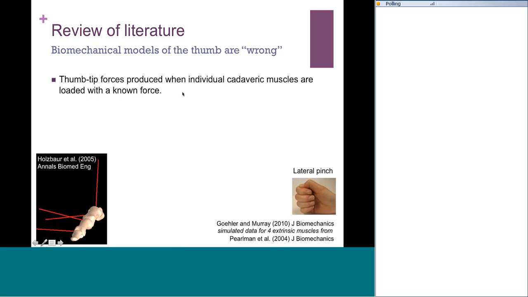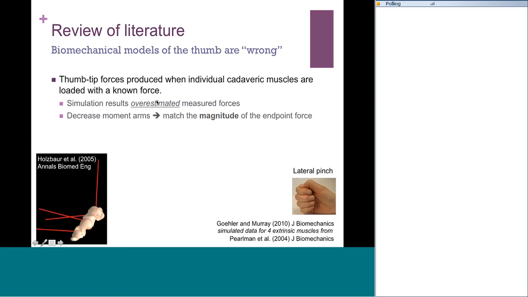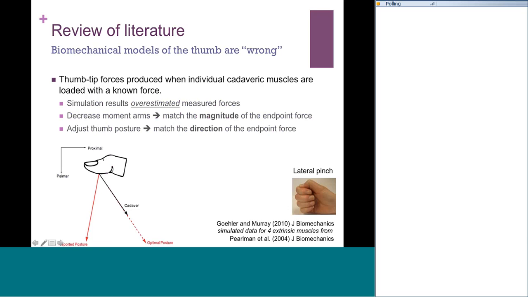And now when we're looking at the cadaveric data, we're overestimating the measure of forces. The way to change the model to make it better match the data is to decrease the moment arms. And then we also found this interesting result that we have this really different orientation of the endpoint force vector. So here I'm showing in the sagittal plane the thumb tip. We see the proximal direction pointed back towards the body, and the palmar direction. This direction would be the direction you most likely want to produce if you were generating a lateral pinch force.